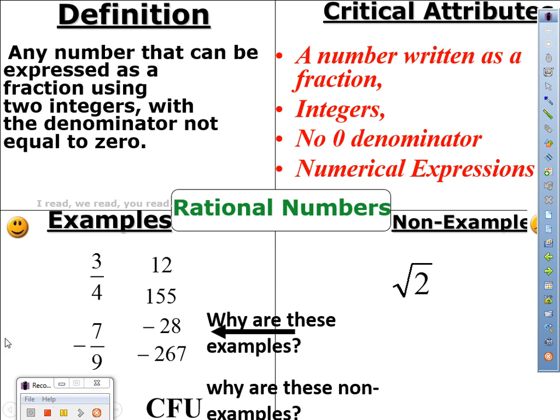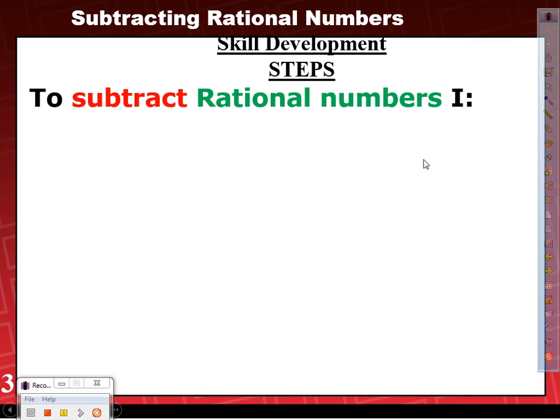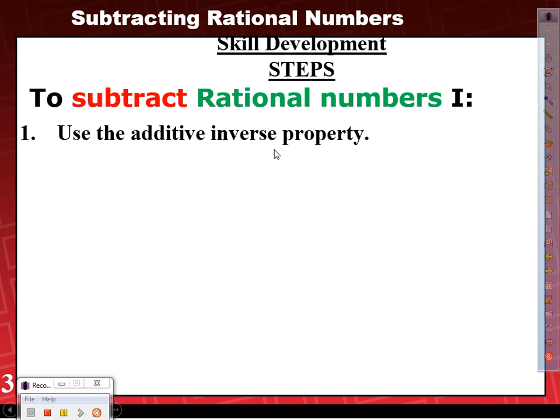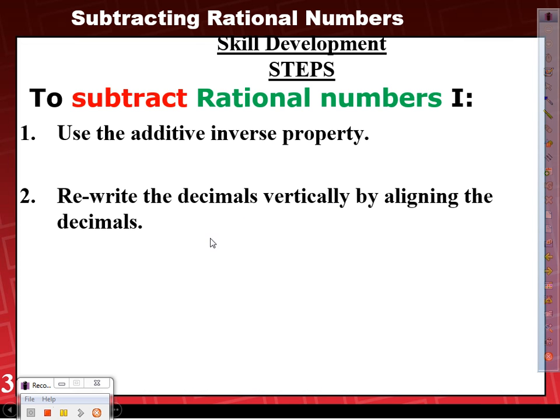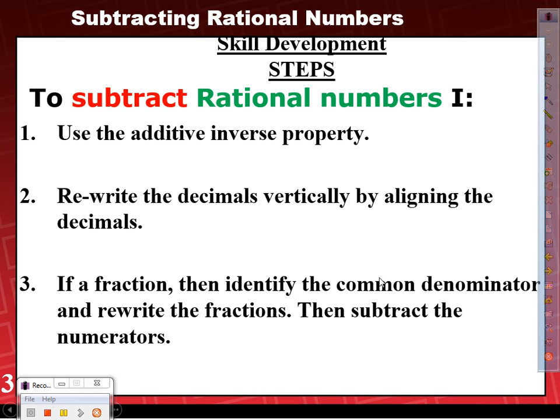Steps. Write these down, please. To subtract rational numbers, number 1, use the additive inverse property. Who remembers that one? Add the opposite of the second number to the first. Remember that? Step 2, rewrite the decimals vertically by aligning the decimals. Step 3, if a fraction, then identify the common denominator and rewrite the fractions, then subtract the numerators. Remember we did that yesterday? We were finding common denominators? Yes, Mr. Q. And number 4, identify zero pairs and simplify. Copy that.